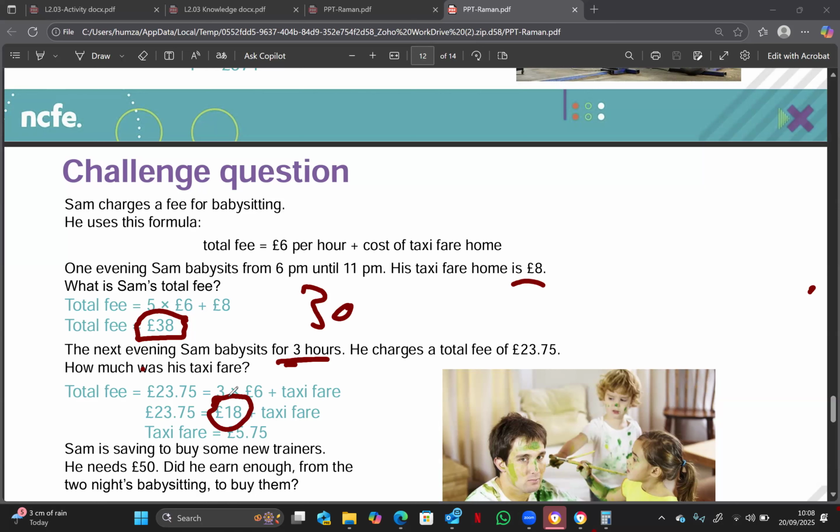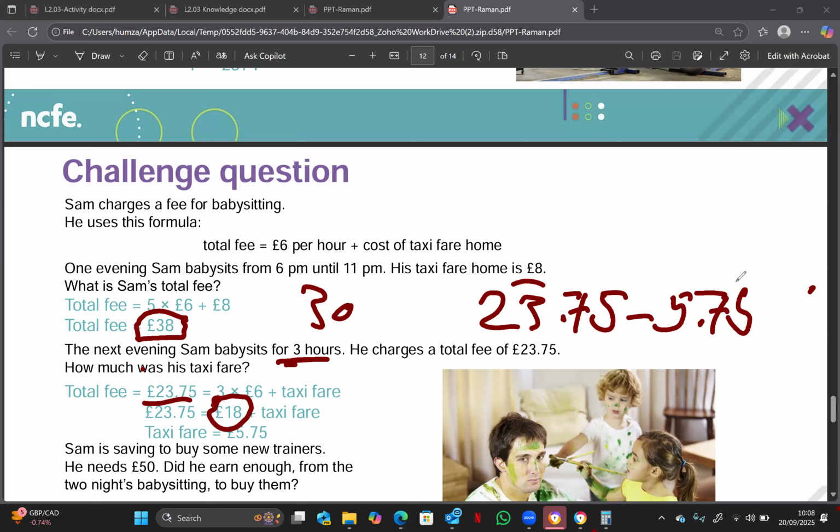No, you don't need to take it away, because the total fee is 23.75. So we do 23.75, take away 5.75. Do you understand that? Do you get why I did that? So he will earn £18. Okay? Yeah, cool.